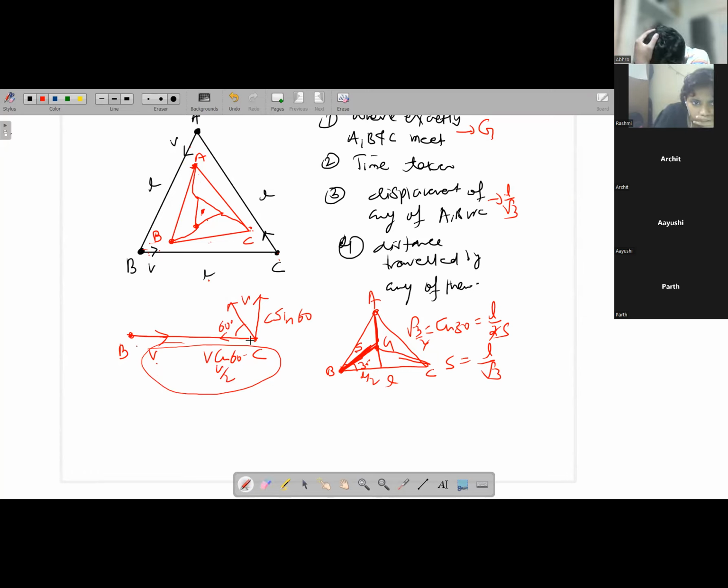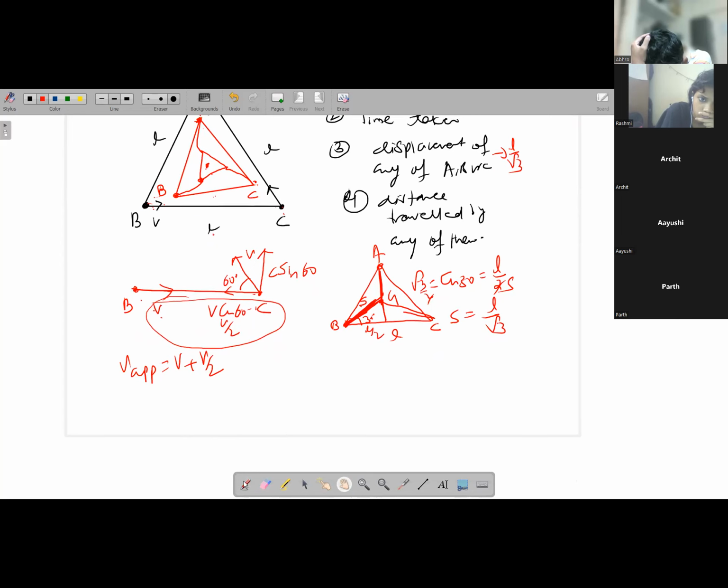B is trying to approach C and C is trying to approach B. So this is called the velocity of approach, that is V plus V by 2. Both are trying to approach each other, and that is how separation is decreasing. So this is minus dr by dt, that is 3V by 2. So dr equals minus 3V by 2 into dt.